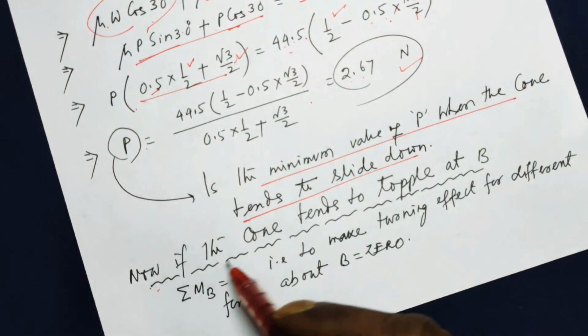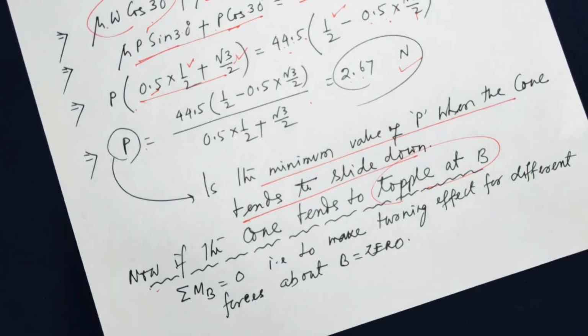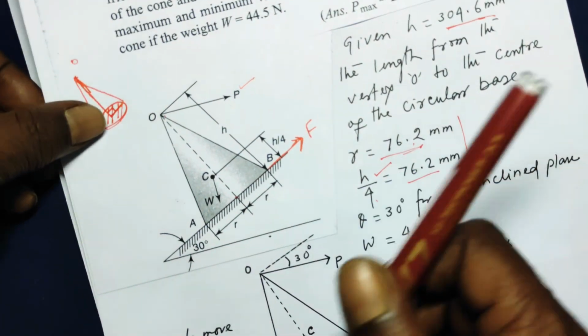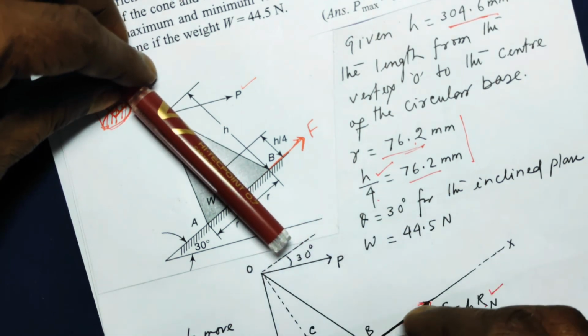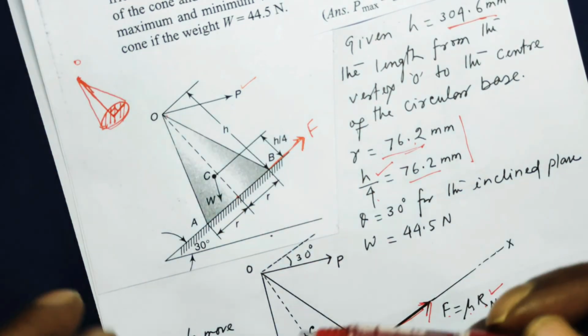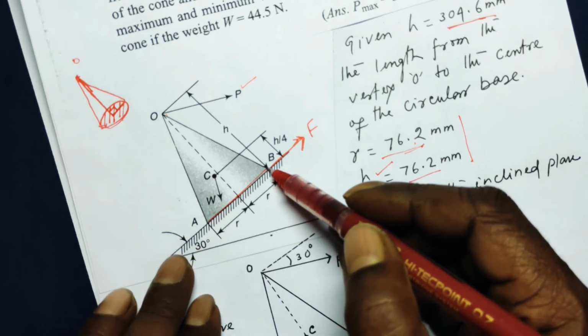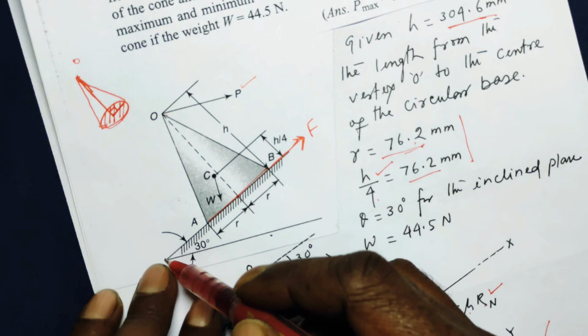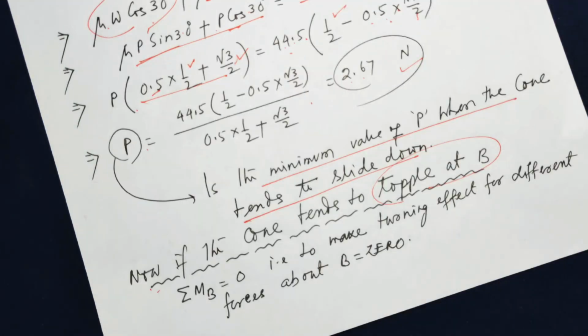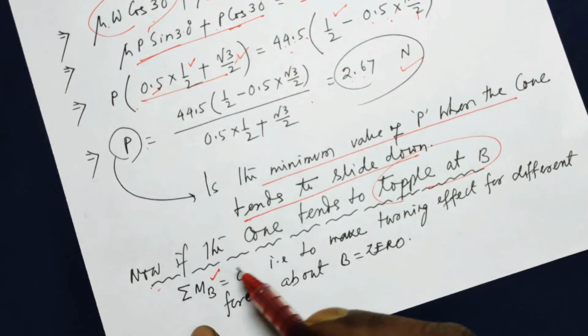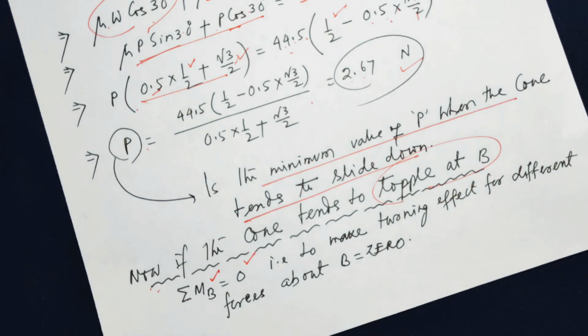Now the question is, if the cone tends to topple at B, then we have to take the moment of the forces. If this cone is trying to topple like this, its base will leave contact with the inclined plane. In that situation, toppling, if the cone tends to topple at B, the sum of the moments about point B is 0. That is, the turning effect of different forces about B is equal to 0. So we have to take the turning effect of different forces.